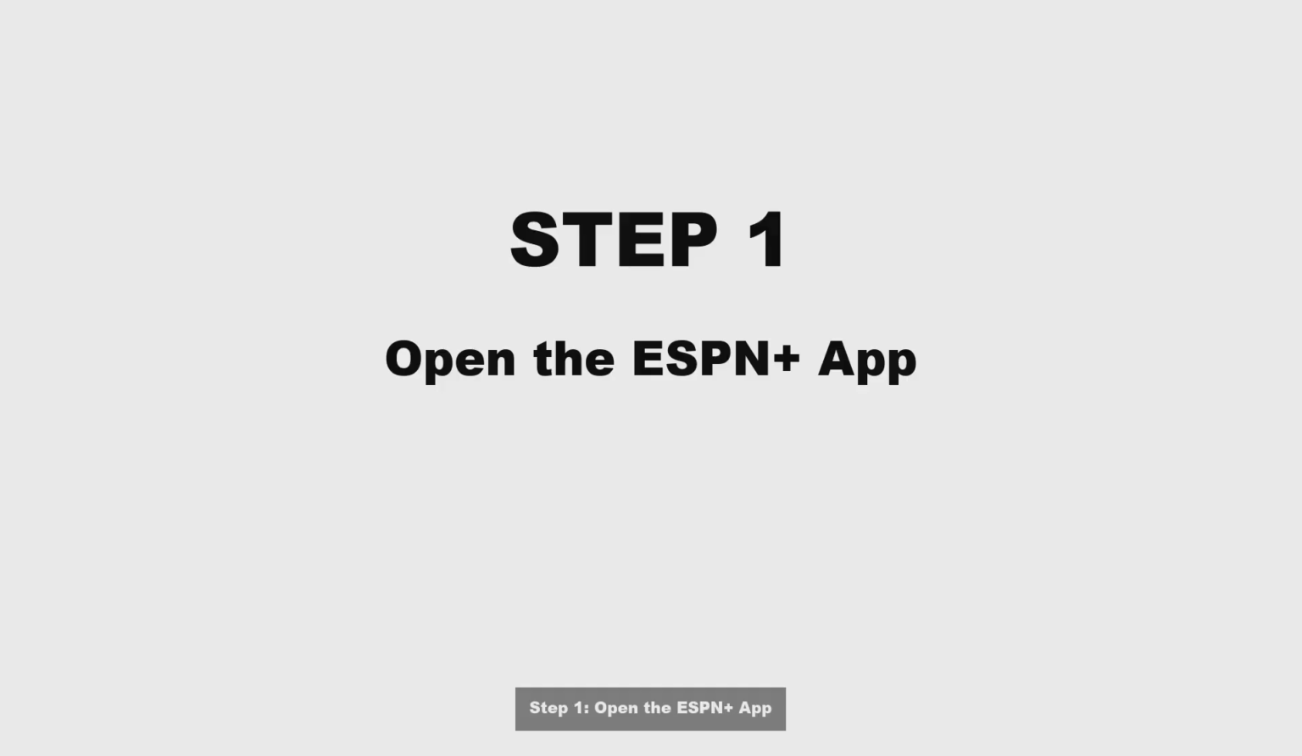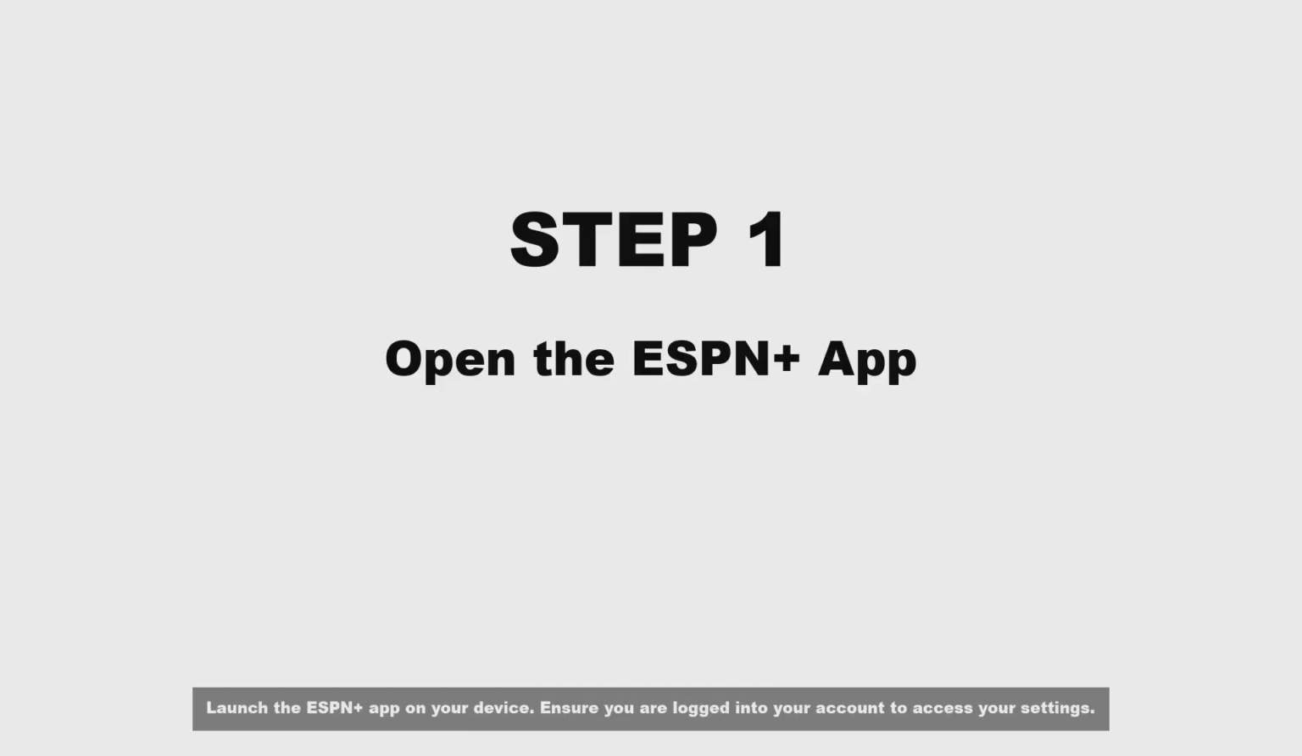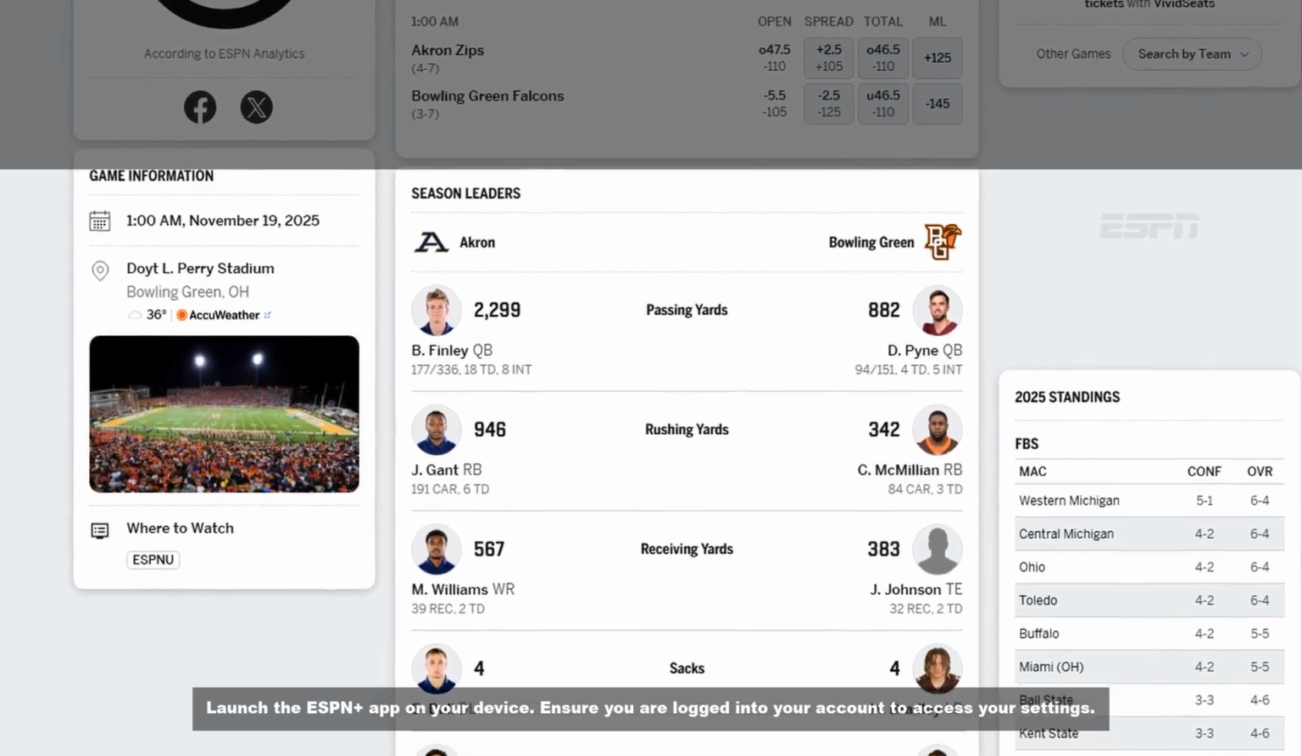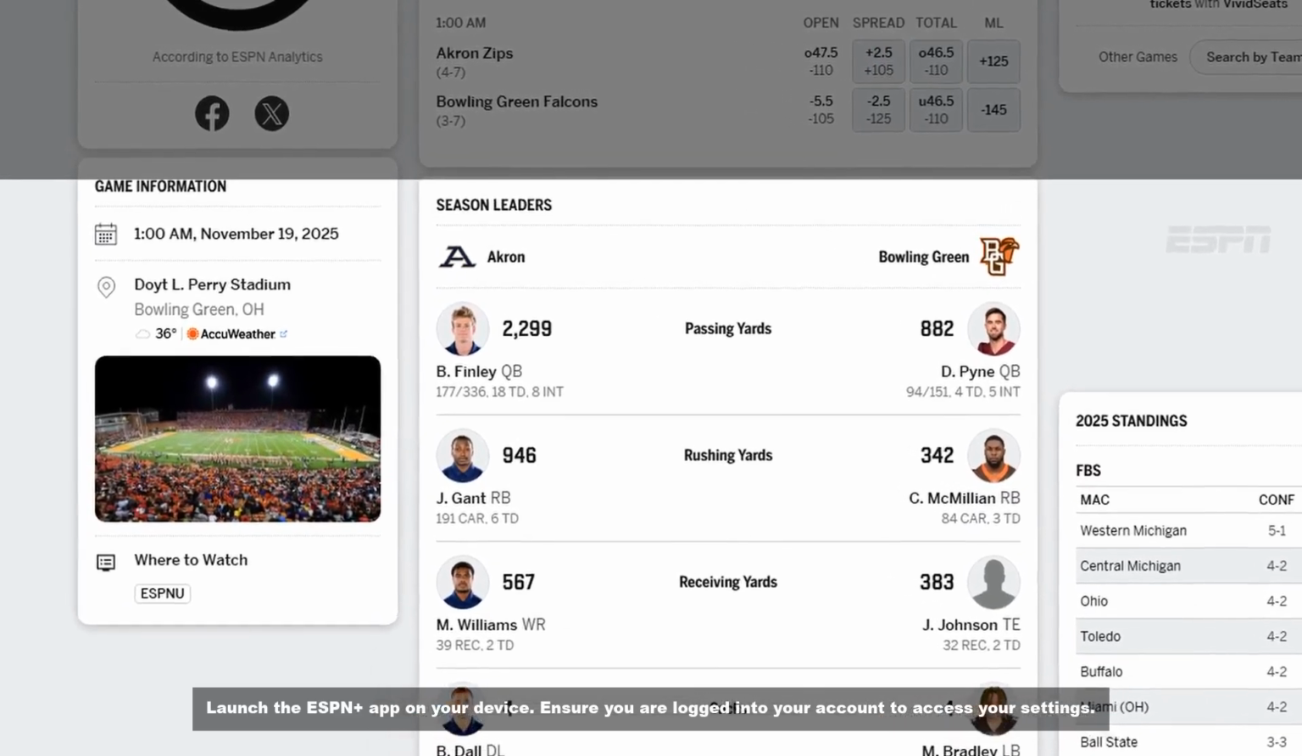Step 1. Open the ESPN Plus app. Launch the ESPN Plus app on your device. Ensure you are logged into your account to access your settings.